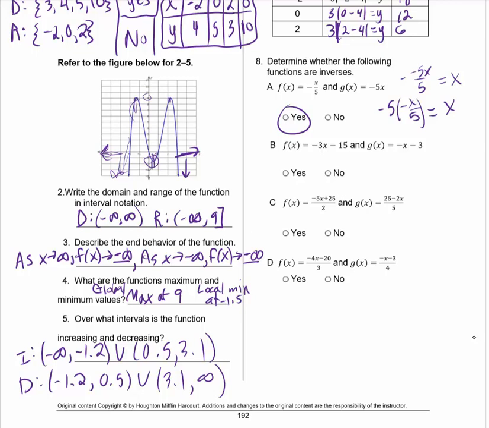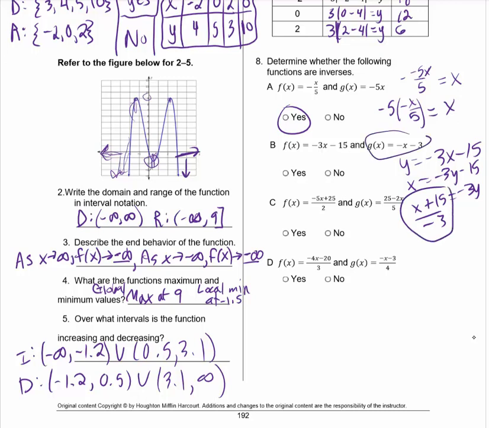The other way, and perhaps the easier way to do it, is to take one of them and actually try to solve for the inverse. So, for instance, on B, if I take y equals negative 3x minus 15, and I switch the x and the y, and we probably don't even have to do it all the way to see. If I add 15 over and then divide by negative 3, does this match this? No, it doesn't. So that's a no. That's the idea of what we're going to do here.